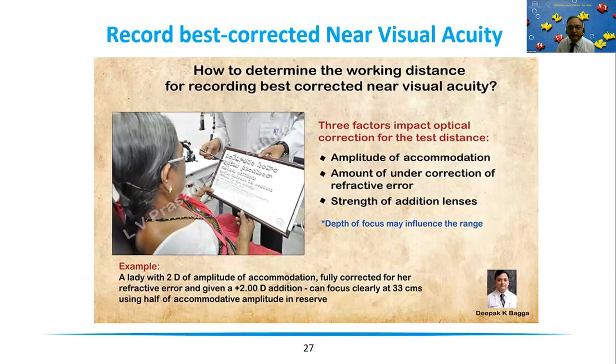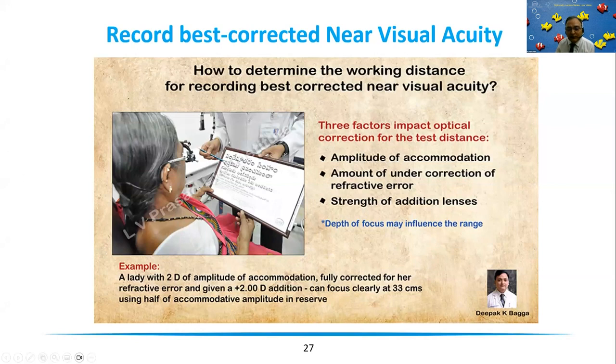The next important component is the near visual acuity. How do we determine the working distance? Often I hear from students that we give the patient's comfortable distance or their habitual working distance. But when you say best corrected near acuity, then that has to be corrected appropriately. So you have to think about the amplitude of accommodation. Does the person have adequate amplitude of accommodation to focus at the distance where I'm recording near acuity?